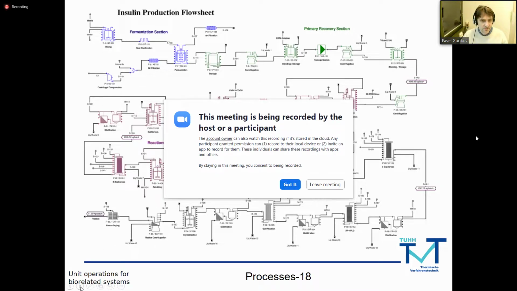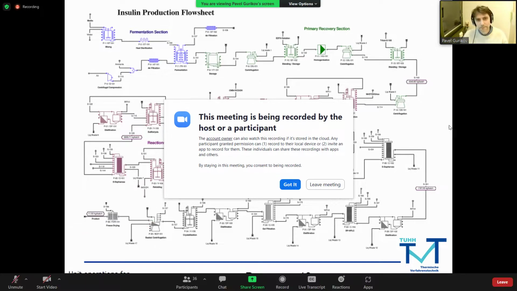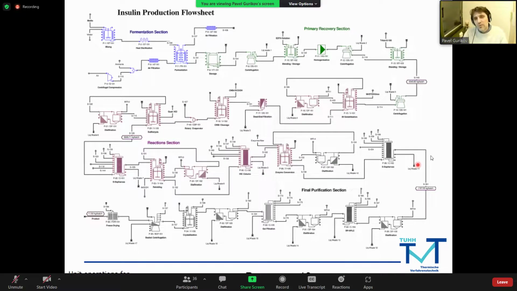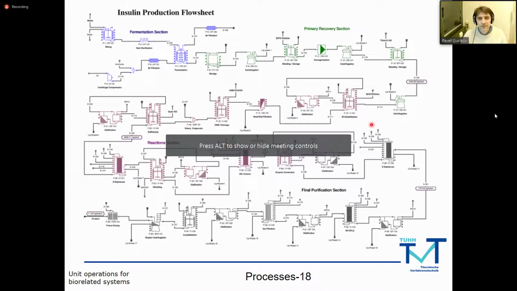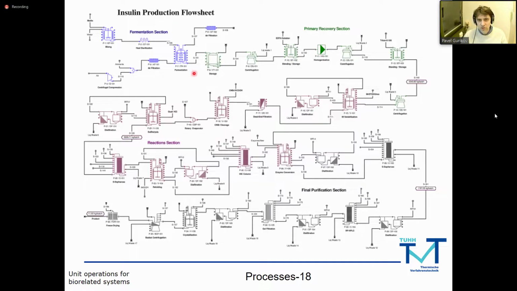Great. So then let us begin slowly. So far, we discussed 3 out of 4 main steps of insulin production, namely fermentation, primary recovery, and what I call the chemistry reaction section. And we see that fermentation doesn't take that much effort.